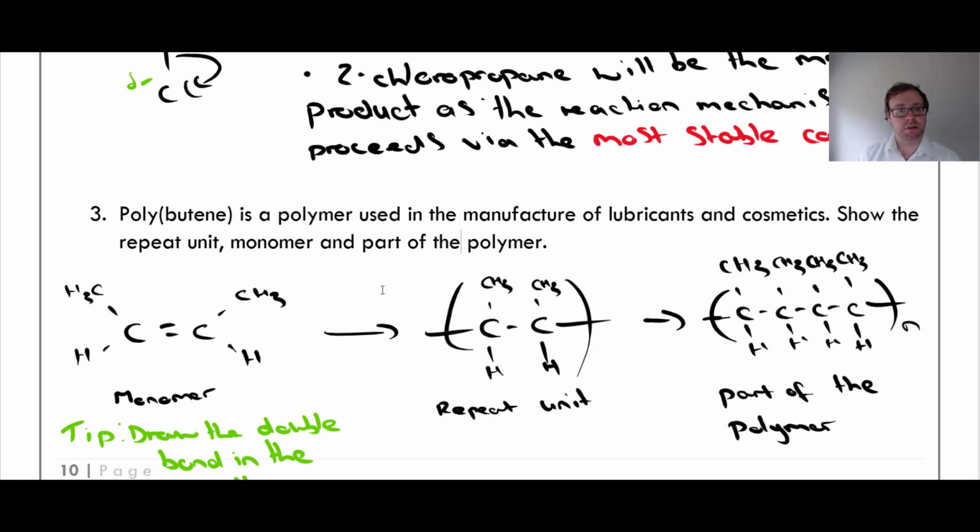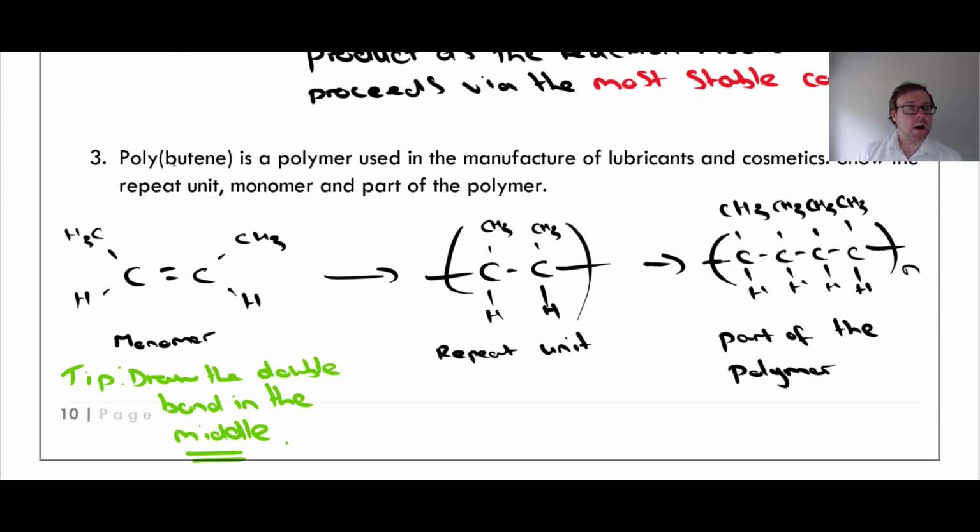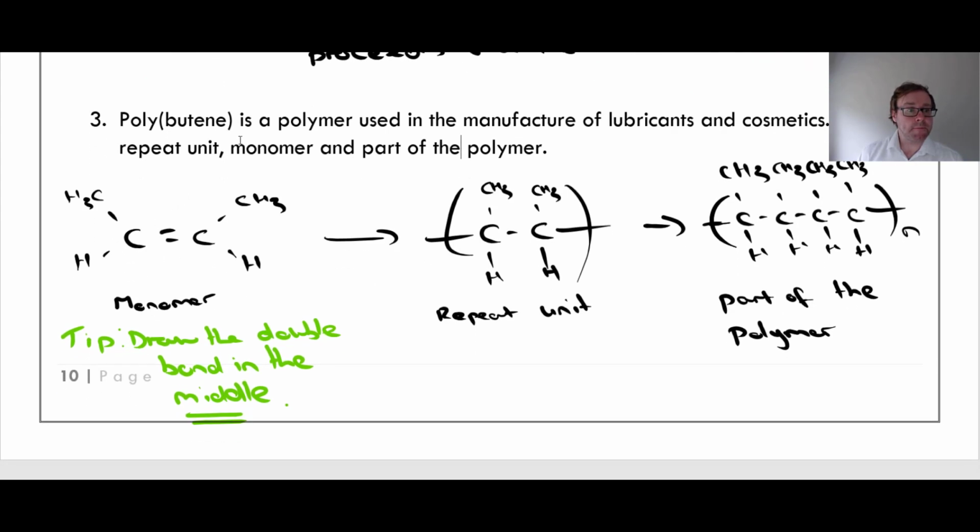Show the repeat unit, monomer, and part of the polymer. Okay, so I know that the monomer is butene, and I've drawn it like this, and this is a tip. So draw the double bond in the middle, because we're going to break this double bond here, and this is where we form our repeat unit. So these two break here, which means I have CH3 and CH3 at the top and H at the bottom. So that's my repeat unit. And then I need to draw at least 2 repeat units for part of my polymer.